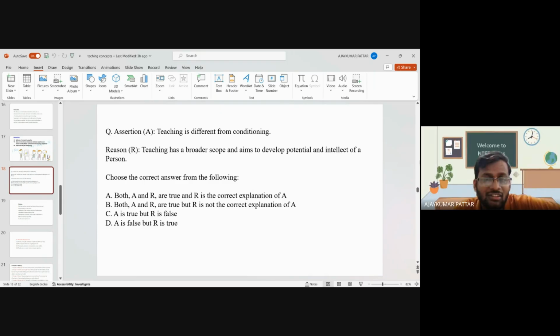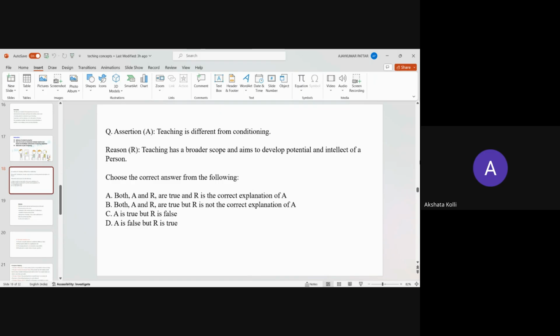So whether R is an explanation of A or not, that is also what they are asking. So A and R are true. The options: both A and R are true, and R is a correct explanation of A. Both A and R are true, but R is not a correct explanation of A. A is true, but R is false. A is false, but R is true. C and D options are eliminated. We are left with two options. Which one is correct?